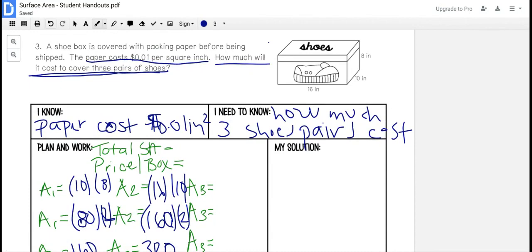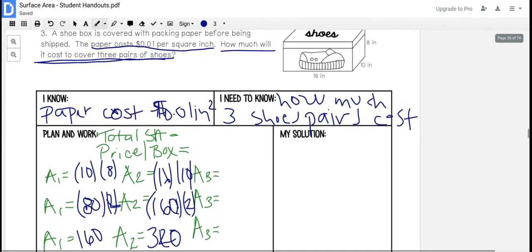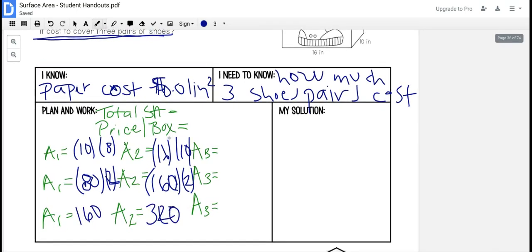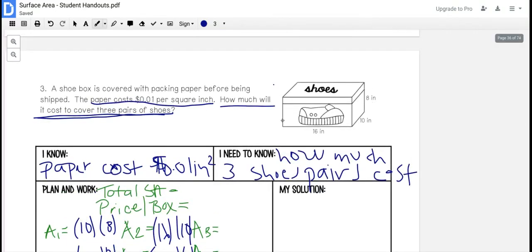So, and then we have our last area. So our last one is going to be top and bottom, which is going to be, okay, so this one was front and back, or top and bottom. We accidentally called this one front and back, but that is top and bottom. So top and bottom is 16 by 8 inches.